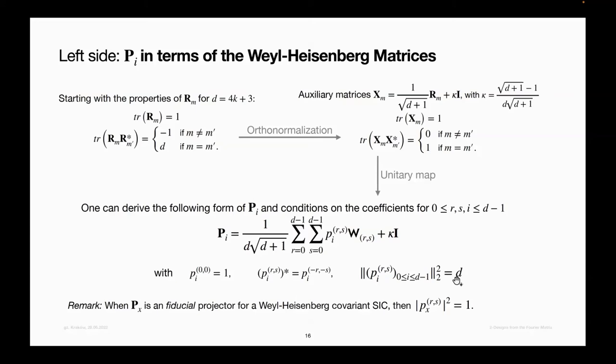I just want to compare it shortly for those of you working with SICs. If this projector were a fiducial projector for a SIC, then we would have the property that the absolute value squared of the overlap is one. If you would take d copies of a SIC, which is also a two-design, because if you add up state two-designs, then you would have just the same formula as above. You would have for each of them that the absolute value squared is one, and then summed up, it's d. So it's somehow a generalization of the property which is otherwise the SIC definition, but actually the projectors themselves do not have absolute value one. So about the upper half, how to prove this, that's a bit technical.